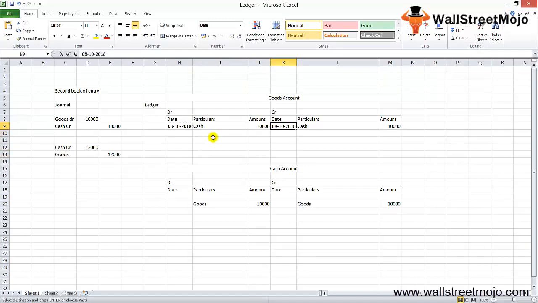Not this one. Let's keep this as 9 because you won't be selling on the same day. Over here, it will be 9, and this will be 8. 8, 10, 2018. So you'll get to know on 8 which all transactions happened, and on ninth which transactions have occurred in the due course. So this is how the entries are recorded.